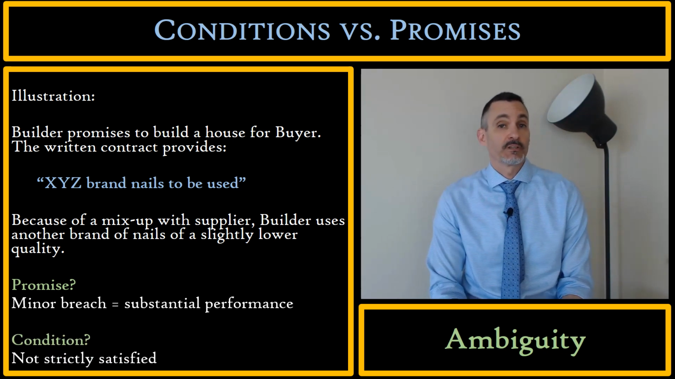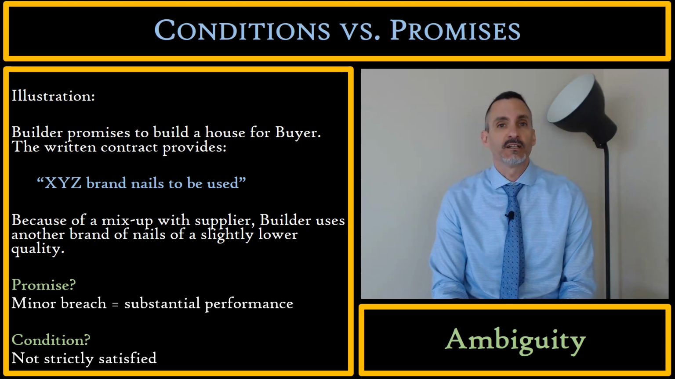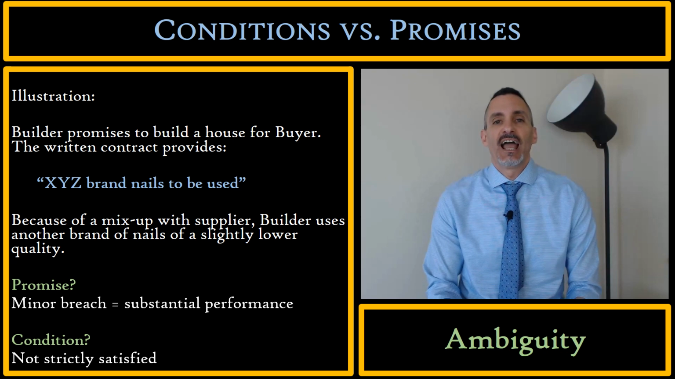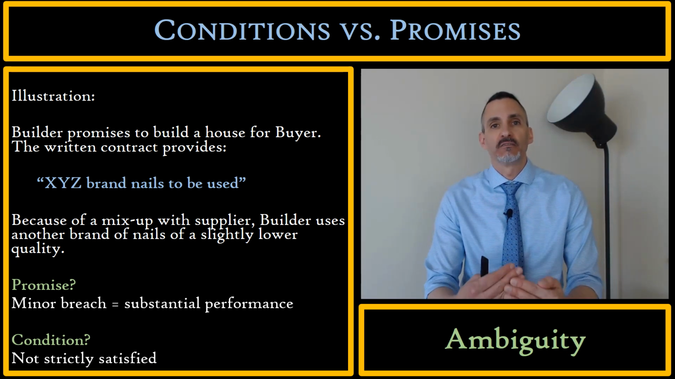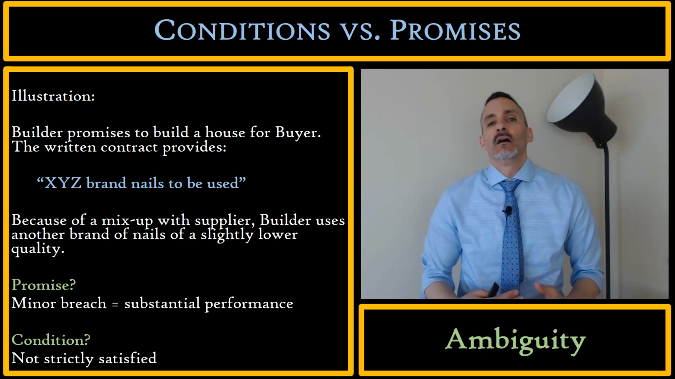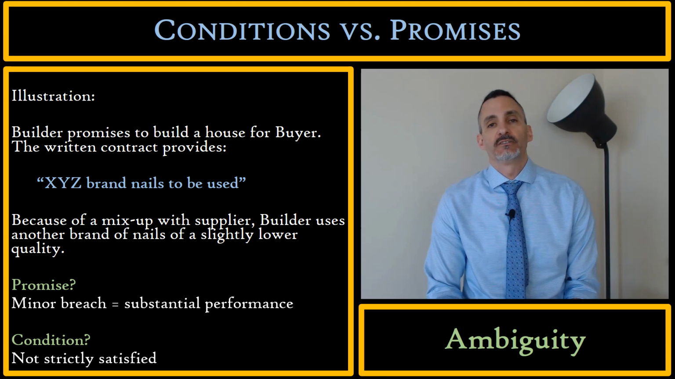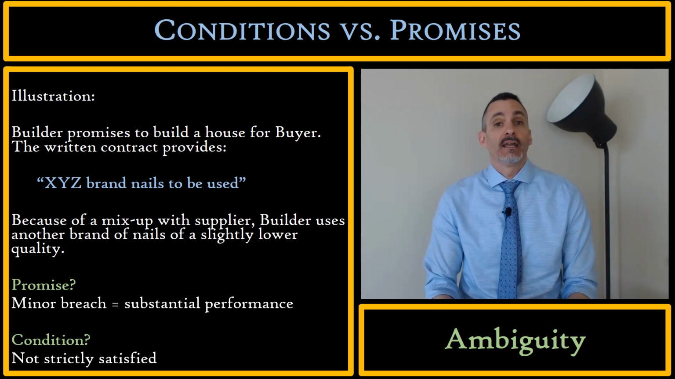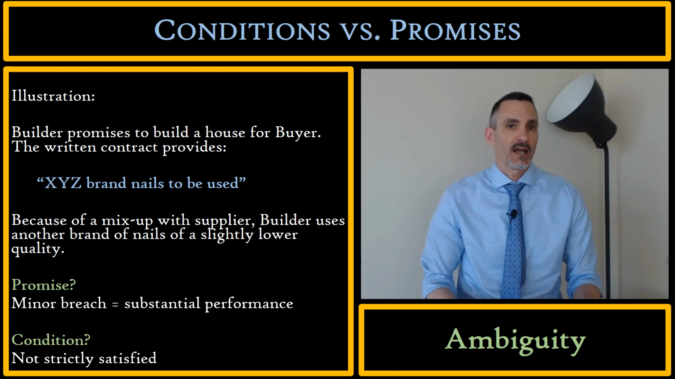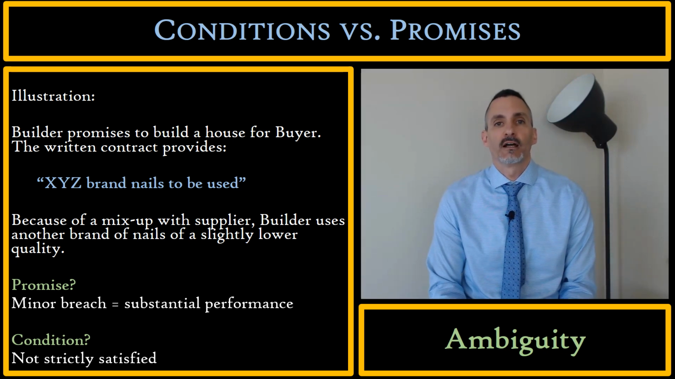But if we interpret this to be an express condition, XYZ brand nails to be used as an express condition, that express condition has failed. It has not been strictly fulfilled, which means buyer would not be obligated to buy the house under this contract. So we understand now why interpreting a particular clause as either an express condition or a promise is very important to both of the parties under the contract.